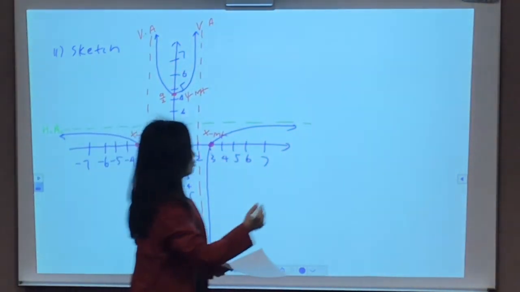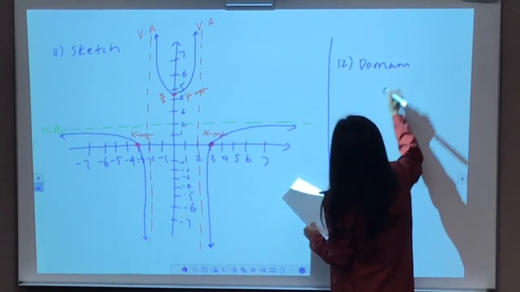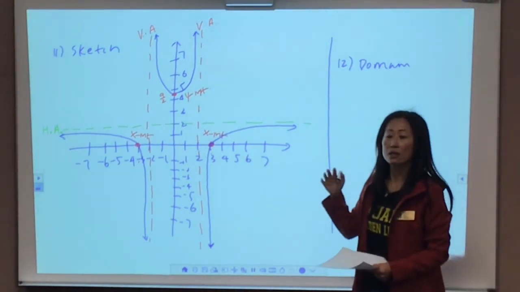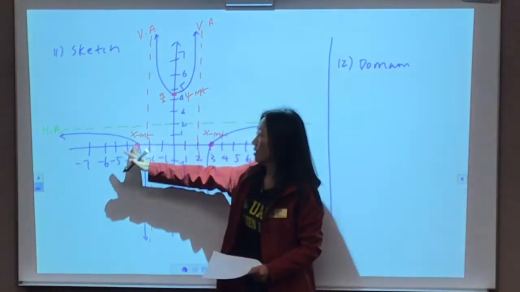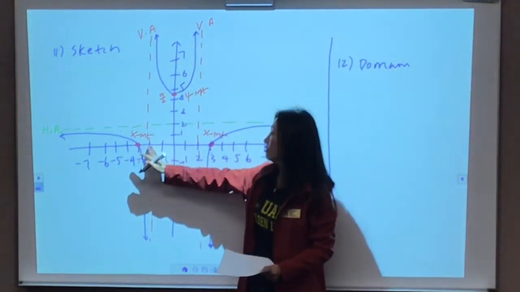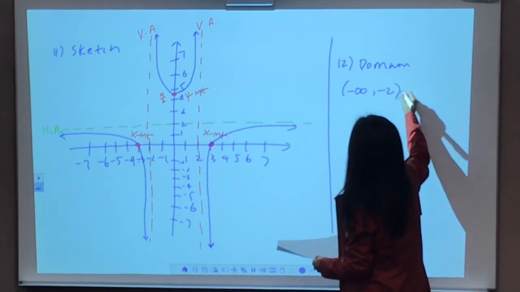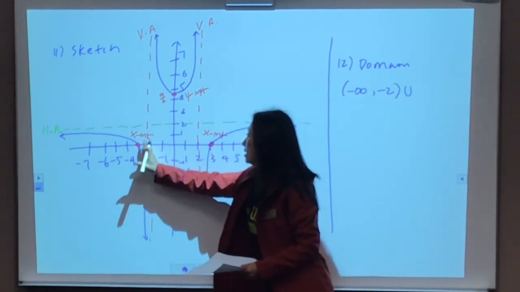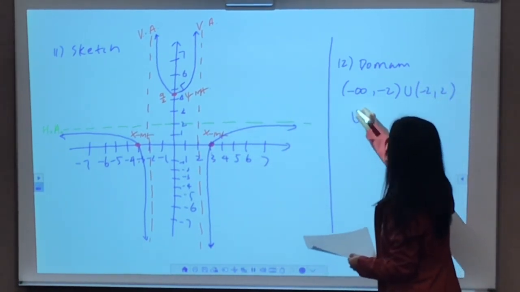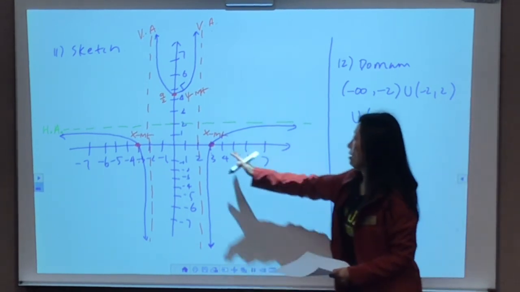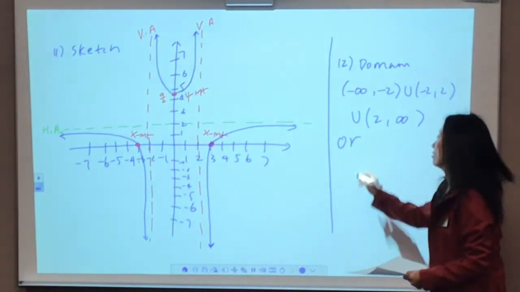I'm done. Now you do my domain and range, and I'll be done. So what's my domain? Domain is what? I can use every number. Negative infinity to which one? Negative 2. And then union with what? Negative 2 to where? 2. And then union with what? 2 to infinity.